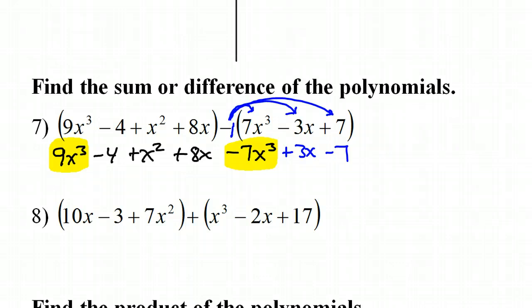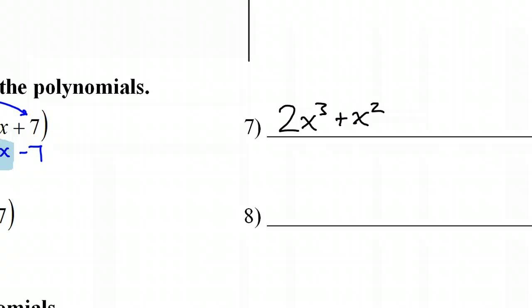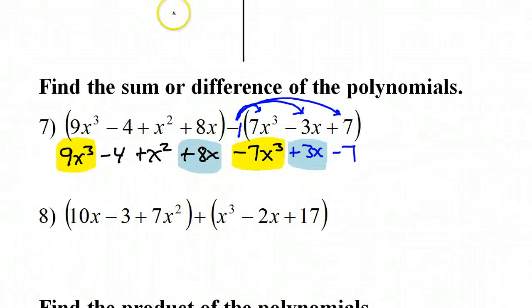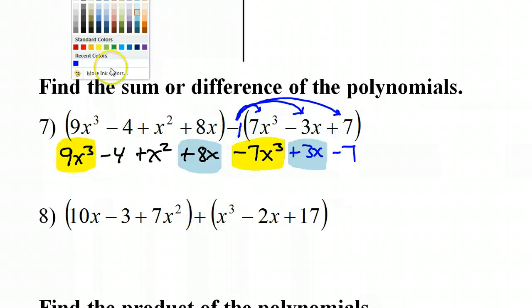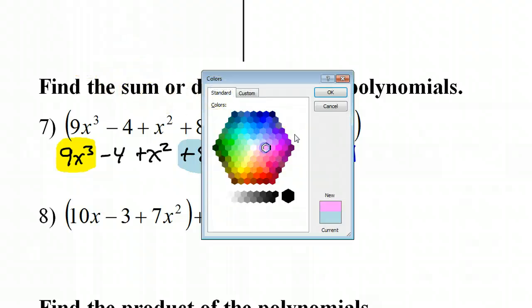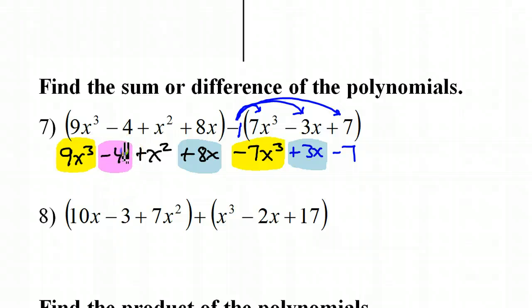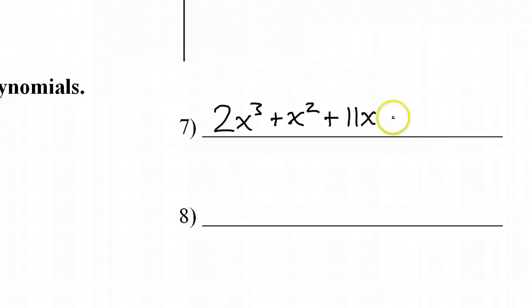More like terms though. Alright, next we have the x term. So we have the positive 8x and a positive 3x. Together they make 11x. So plus 11x. And then finally the constant terms. So I've got this negative 4 and I've got this negative 7. Together they make negative 11. So I'll have negative 11 on the end. So this would be the answer for number 7.